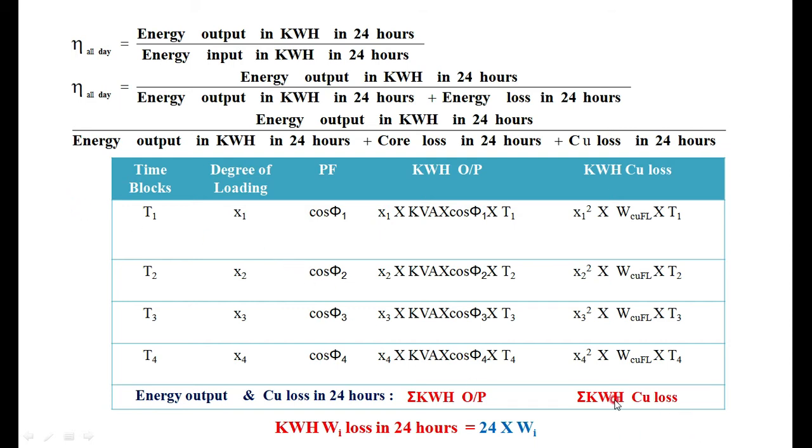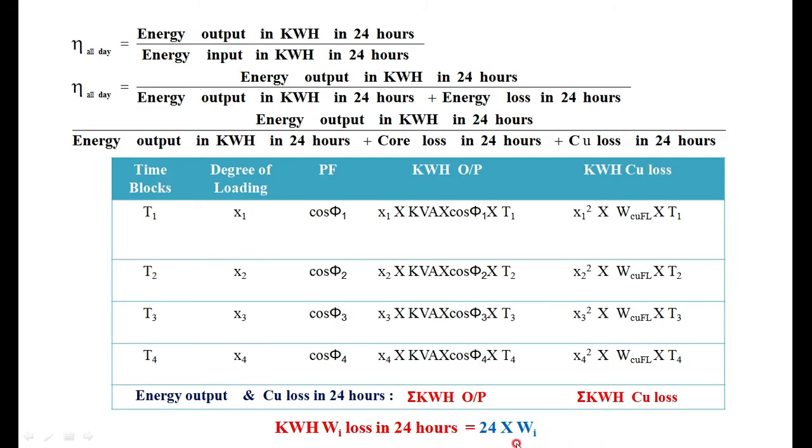Therefore, straight away you have to take the iron loss, or core loss, for 24 hours. Iron loss multiplied by 24 gives the kilowatt-hour iron loss for 24 hours, because irrespective of time, for T1 the iron loss remains the same, T2 also remains the same, T3 also remains the same, and T4 also remains the same. The sum of T1 to T4 is 24 hours. Straight away I am taking 24 into Wi as the total core loss in the transformer.